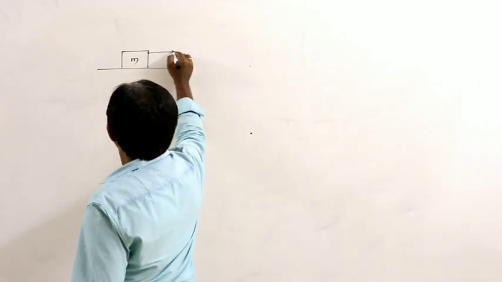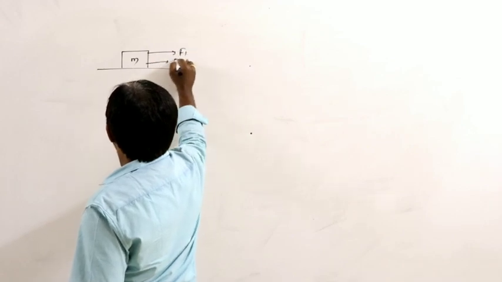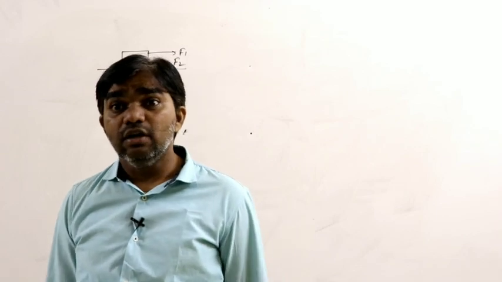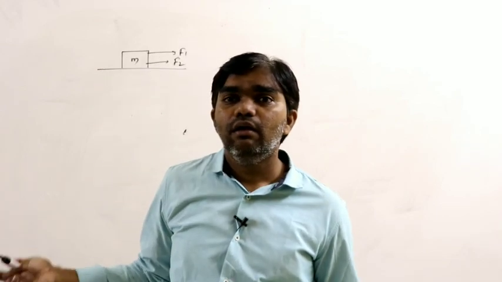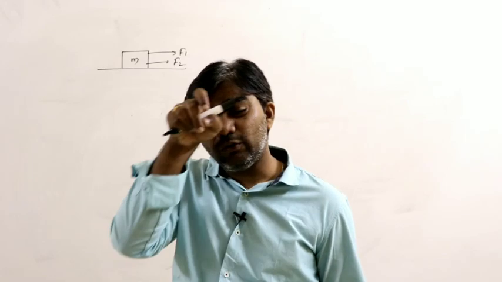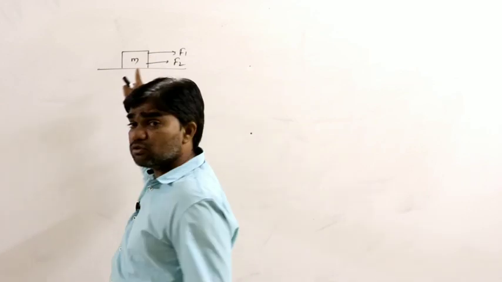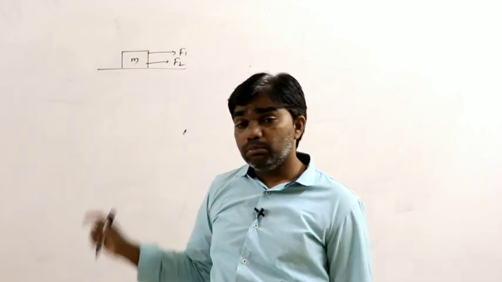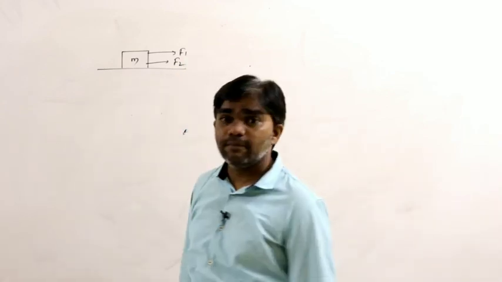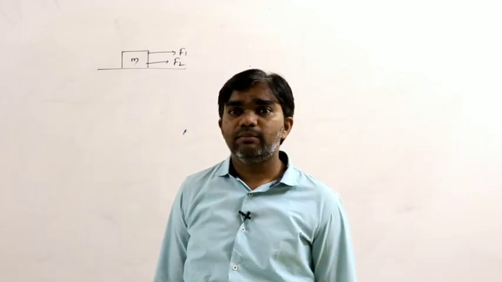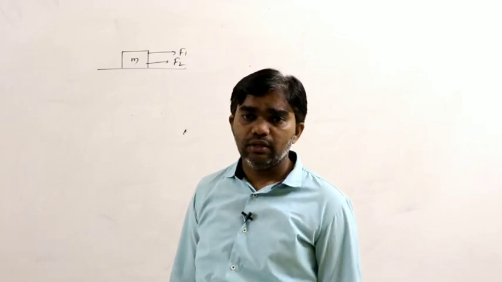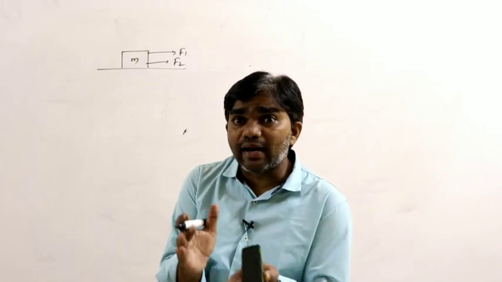Let us say two forces, F1 and F2, act on the block in the same direction. What is the net force acting on the body? It is F1 plus F2, because both forces are acting in the same direction. No doubt about that, because P bar and Q bar are acting in the same direction.